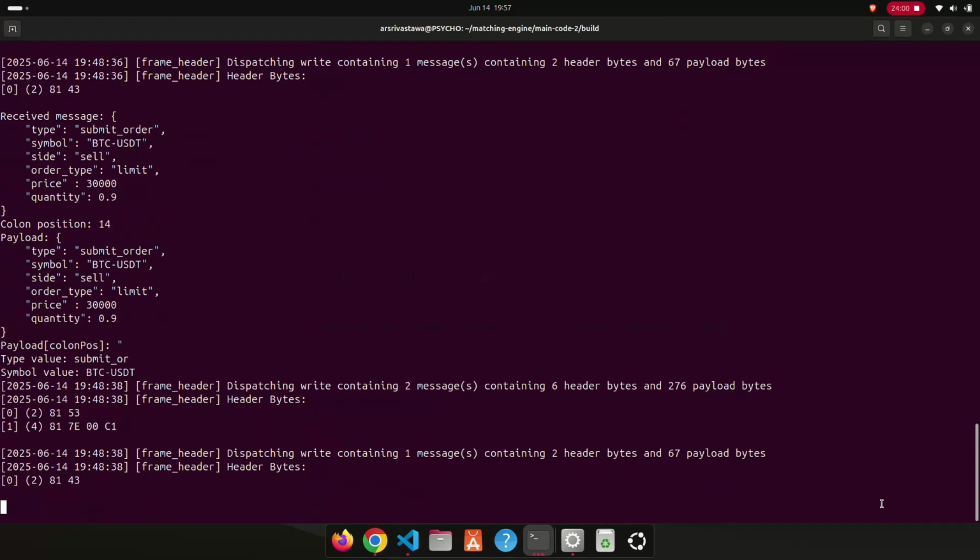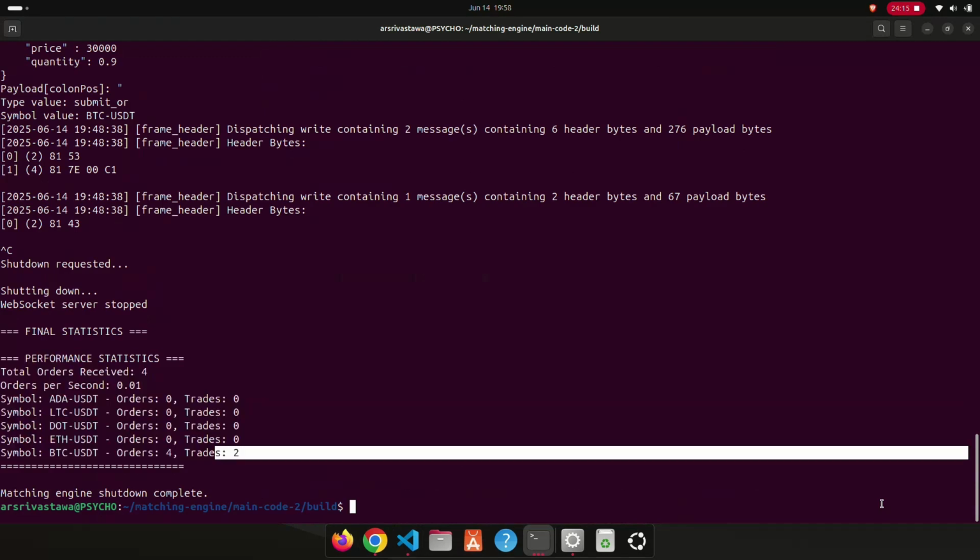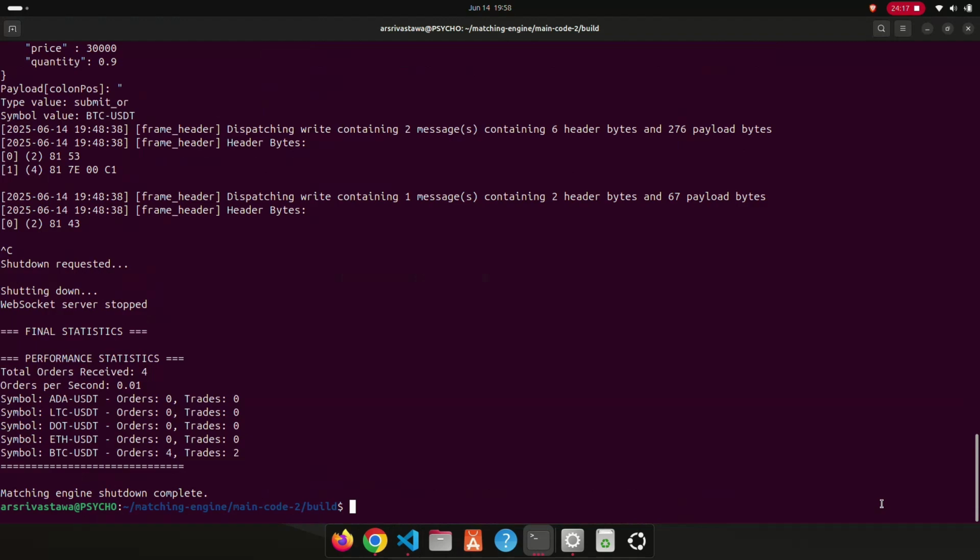Here are some logs in the terminal which I inserted during the development, but I forgot to comment them out. I will close the engine, and when it closes, it gives the performance statistics, that is, the number of trades executed and the number of orders submitted. So all the orders were in the Bitcoin to USDT symbol. So this has a count of 4 and the rest are 0.